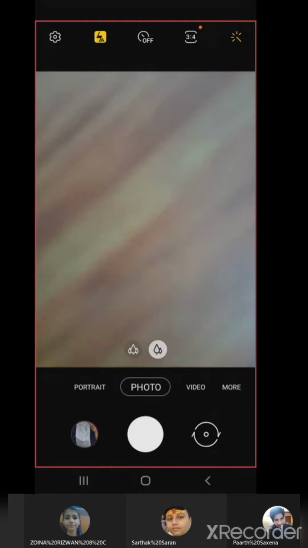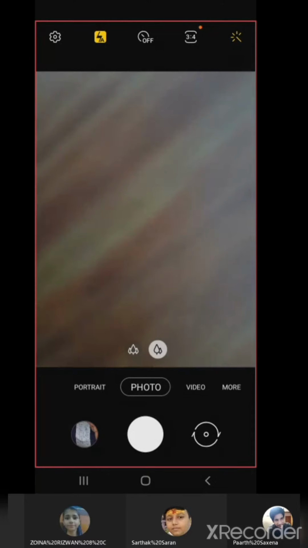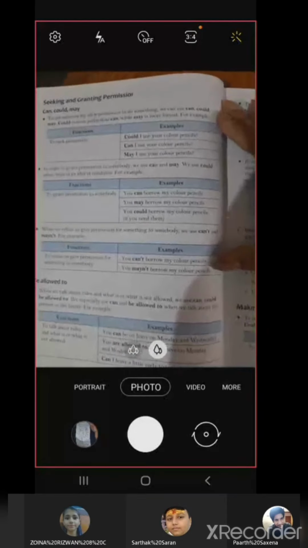Okay, please open the primary auxiliaries and modals. We did exercise A and B. Now we come on to seeking and granting permission. That means now you are asking for a permission. Okay.